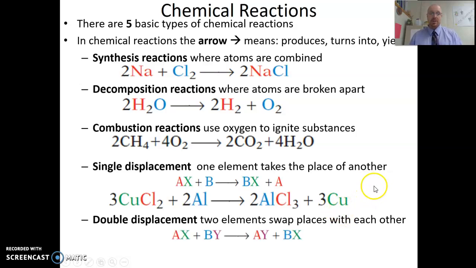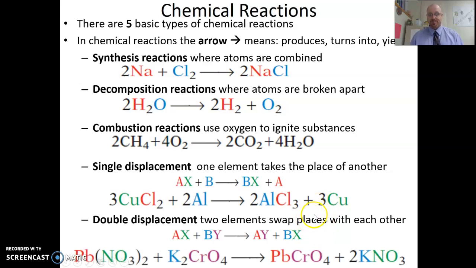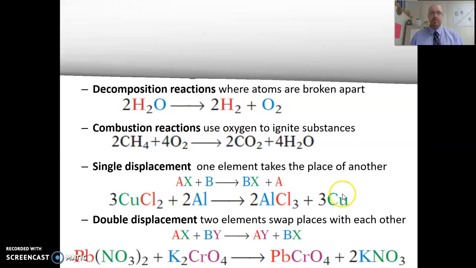And the last one we talk about is double displacement. That's when 2 couples decide they don't like each other and they swap. All right, so in double displacement, 2 elements swap places with each other. AX plus BY yields AY and BX. It's a double displacement. Okay. An example for this, all right, shows here they basically switch all of the partners.